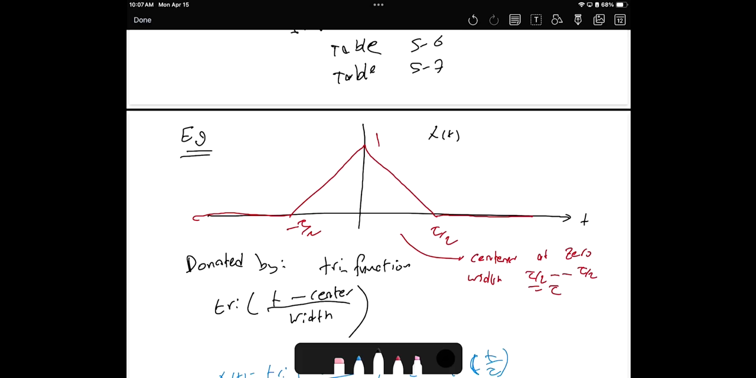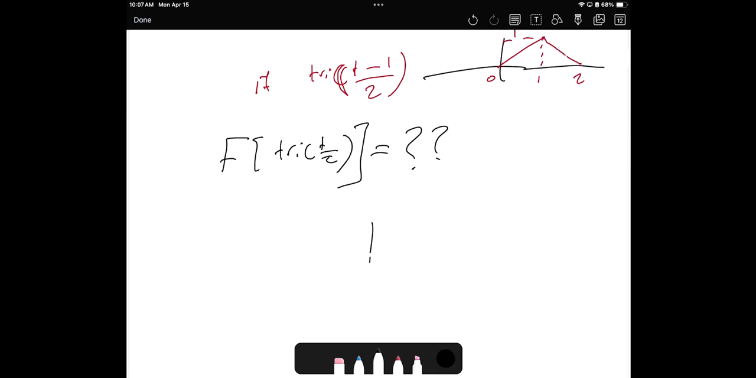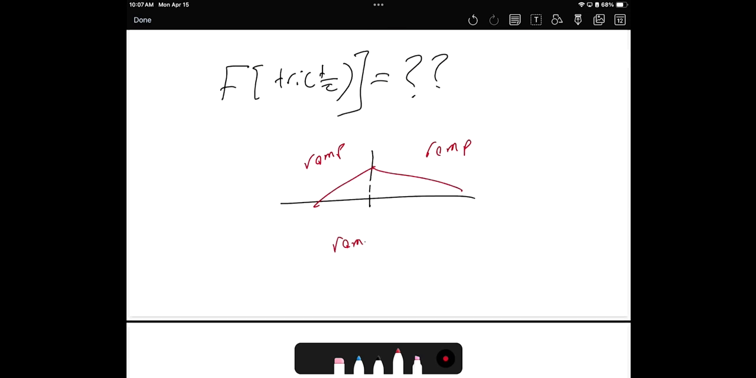Is this correct? We can say the tri function looks something like this: here is a ramp, here is a ramp. And we know the ramp is actually the integral of the step. So our target is to find the Fourier transform of the step first, then use the integral property to find the Fourier transform of the ramp. That's something we can think about.